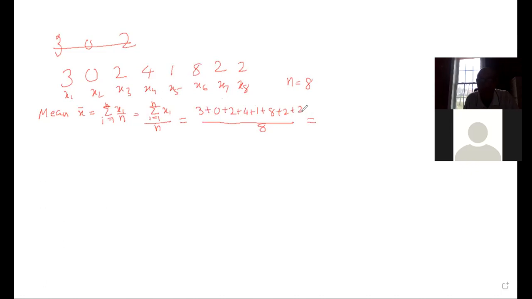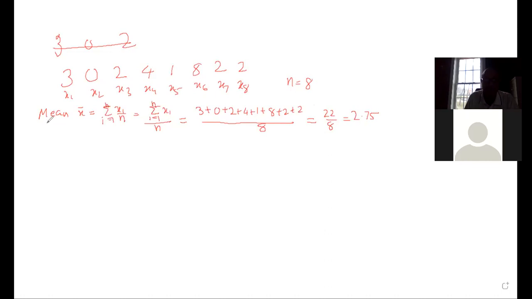If you use your calculators, we are going to get 3 plus 2, 5 plus 4, 9 plus 1, 10 plus 8, 18 plus 2, 20 plus 2, 22. So 22 divided by 8, and if you divide by 8, you're going to get 2.75. You can use your calculators. Sometimes I don't use a calculator, but you can. Now, the mean x bar is equal to 2.75.